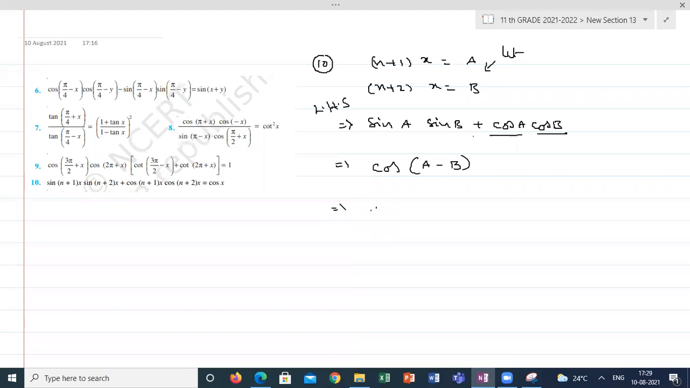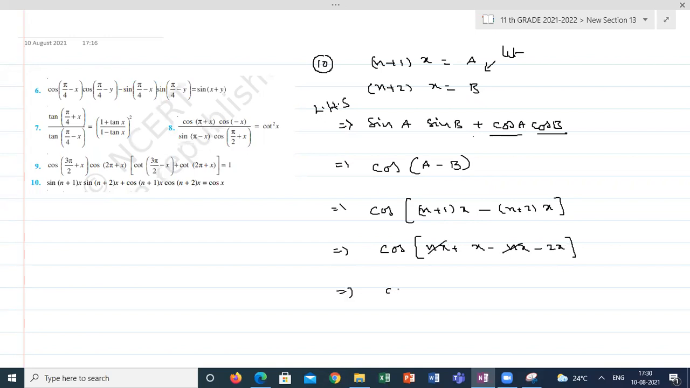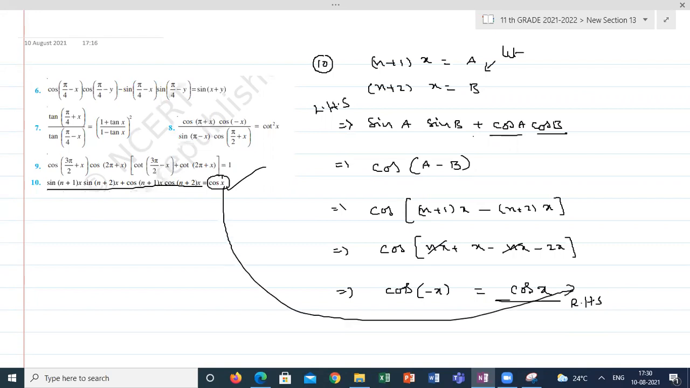But a and b are my assumptions. I am resubstituting my assumptions. A is n plus 1 into x, b is n plus 2 into x. This will be cos of nx plus x minus nx minus 2x. Nx cancels. X minus 2x is cos of minus x. Cos of minus x is cos x only. So this is my RHS. The question is asking only this: your LHS is this much, your RHS is cos x. Simple.